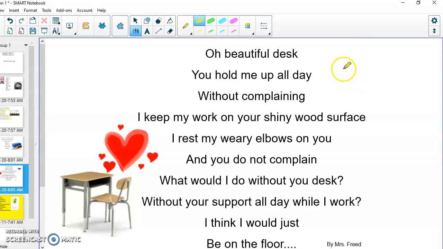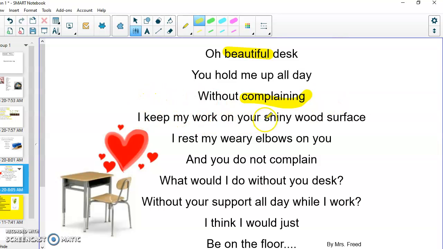Notice again, it's not in your typical paragraph. It's not in sentences. But I do want you to notice here I was being very descriptive. I didn't just say, oh, desk. I said, oh, beautiful desk. You hold me up all day without complaining. And here I've given my desk a little bit of personification. I've pretended it's human and could actually complain, but you know that it can't. But I'm making it that way for this to be interesting.